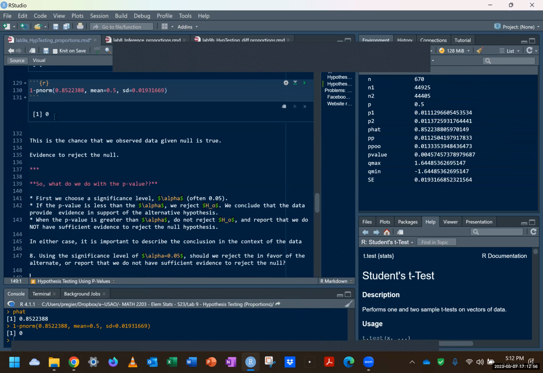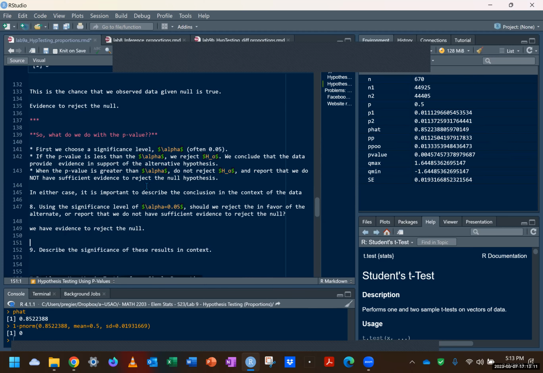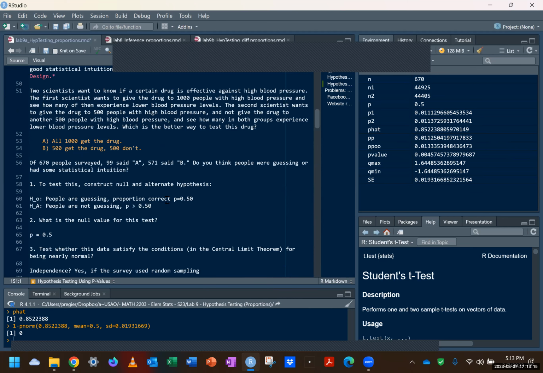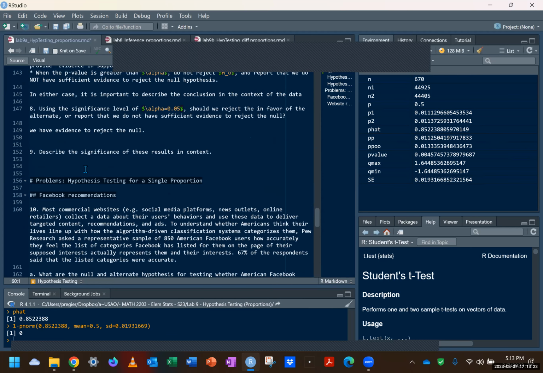Since this value here says 0, it's very close to 0 as far as the computer can tell. This means we have evidence to reject the null. And what does this mean in context? We can go back to what our null hypothesis says. Our null hypothesis said people were guessing, so this is evidence to reject the null in favor of the alternate, which says people are not guessing. In other words, they have some kind of statistical intuition.